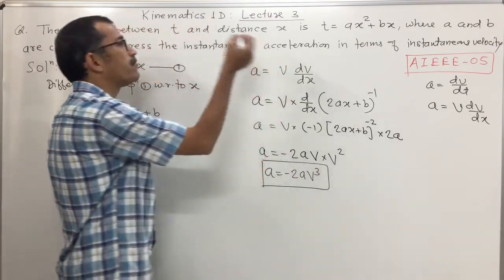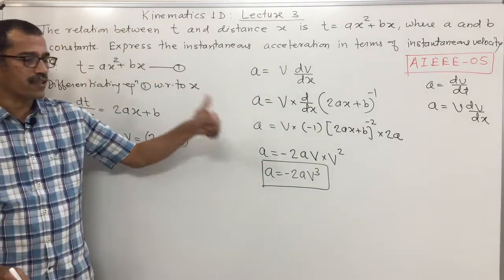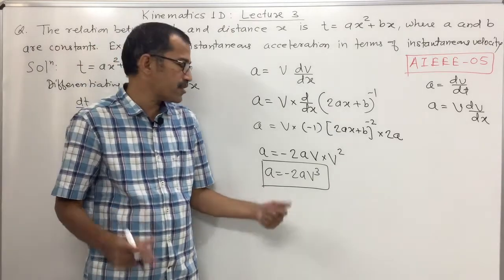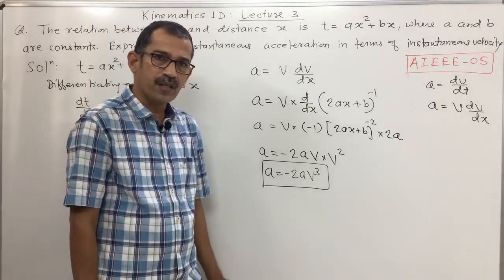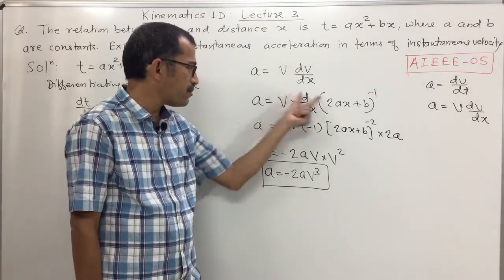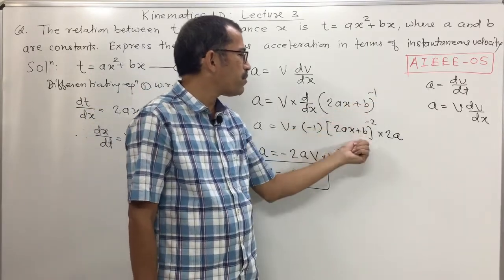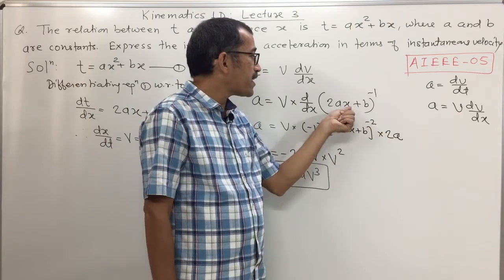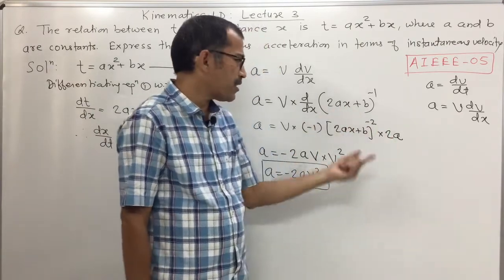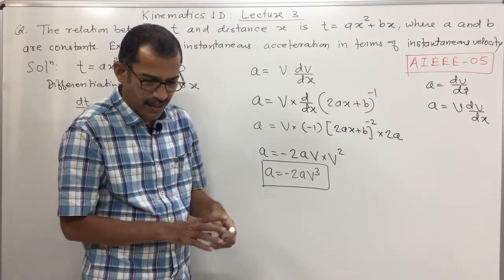What is asking problem? Acceleration in terms of instantaneous velocity. Acceleration in terms of instantaneous velocity you are getting. Clear? Fine. Any doubt? Simple है, simple. ये minus 1 पावर है तो minus 1 into 2ax plus b पावर 1 से कम होता है. एंड x का कोएफिशिएंट जो मल्टीप्लिकेशन में आता है. मैथ्स में आपको एकदम सिंपल पार्ट होगा रहेगा, है ना?